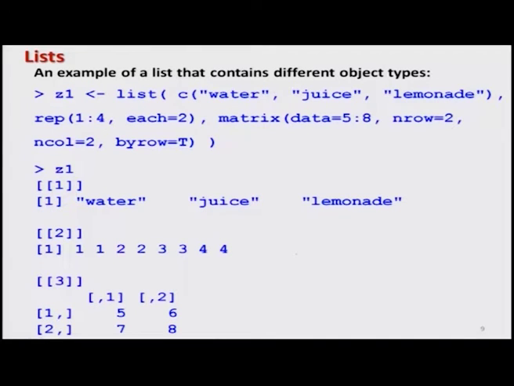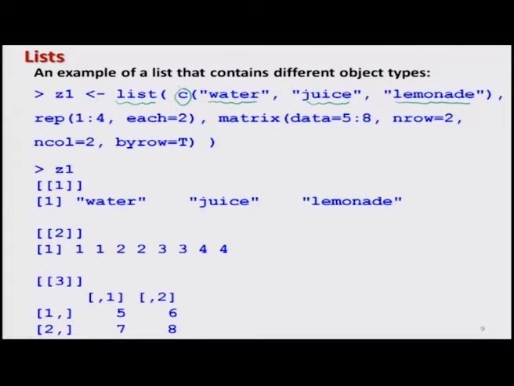Now, I take up another example, a little bit more complicated in the sense that it contains different types of modes. I create a list, this is the command, and inside the brackets I specify all the elements of the list. First of all, I take a vector of character strings: the three words water, juice and lemonade, which I combine with the operator c. So, this is a character.